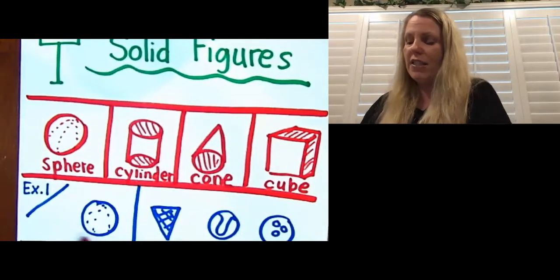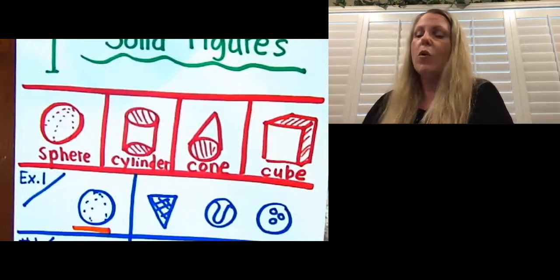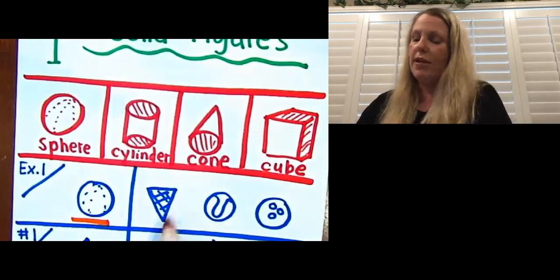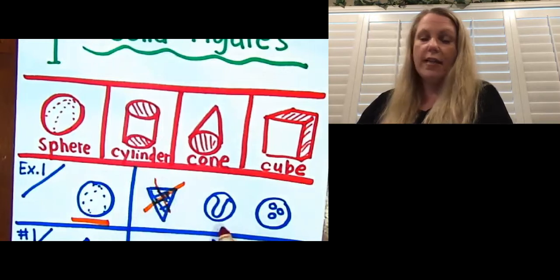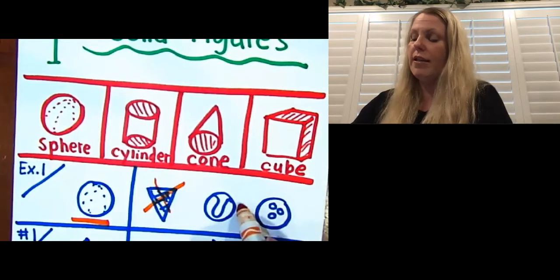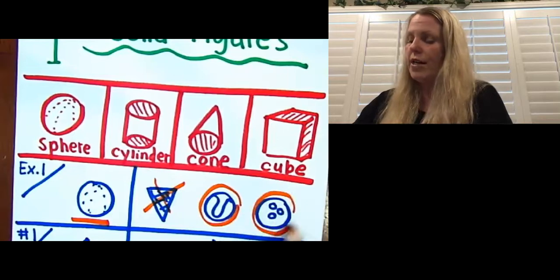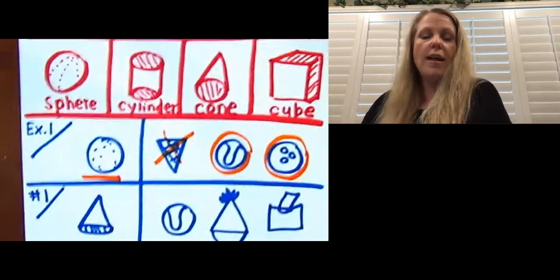And if we have a sphere, this is a sphere. What else is a sphere in this row? Well, we know this is a cone, can't be that. Let's look at this. Well, that's a baseball. Yep, that's a sphere. It rolls. What about a bowling ball? Yep, sure enough. Good job. Okay, let's go ahead and look at the next one.